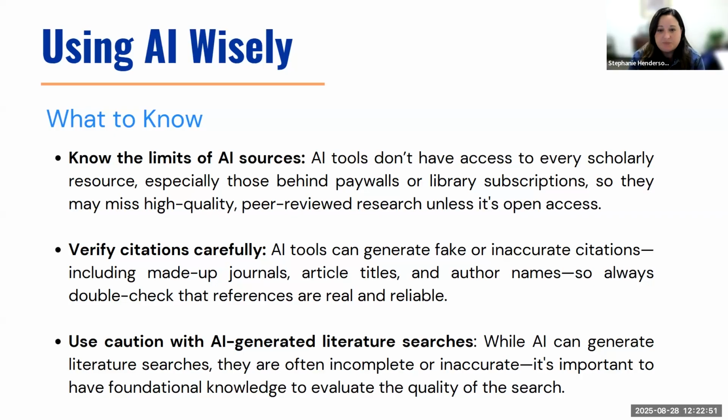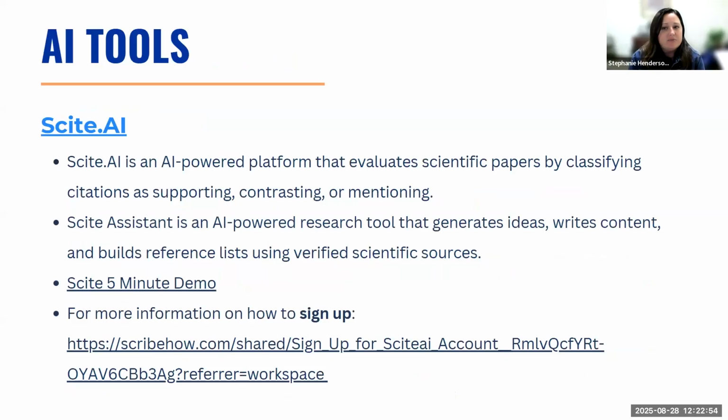The library does have a subscription to an AI tool called Cite AI. It's a platform that evaluates scientific papers by classifying the citations as supporting, contrasting, or mentioning. It's also a research tool that generates ideas, writes content, and builds reference lists using verified scientific resources. It does include some paywalled content, but it doesn't include everything. There's a link here for how to sign up for an account using the library subscription, and then there's a 5-minute demo as well.